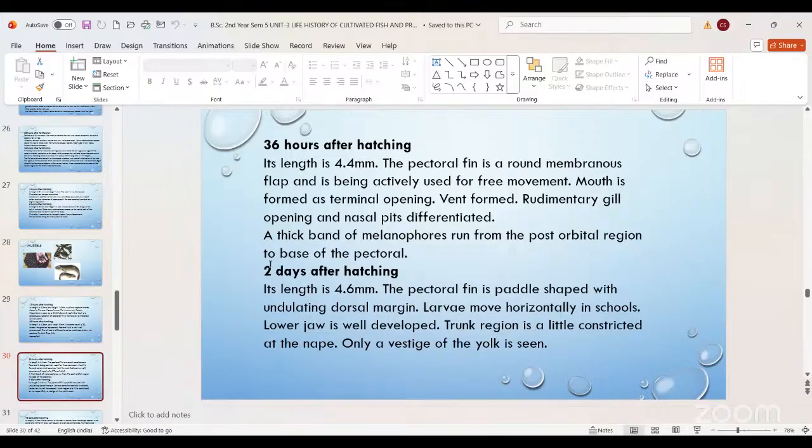2 days after hatching, its length is 4.6 mm. The pectoral fin is paddle shaped with undulating dorsal margin. Larvae move horizontally in schools. Lower jaw is well developed. Trunk region is a little constricted at the nape. Only a vestige of the yolk is seen.